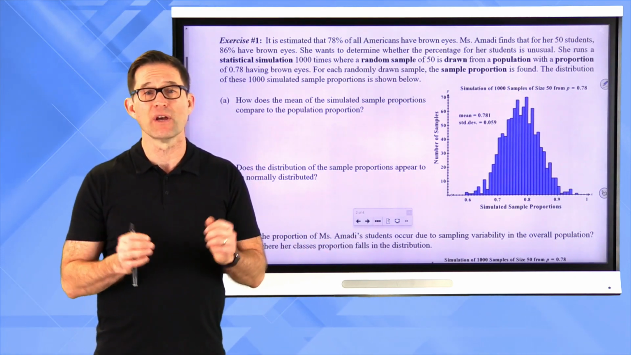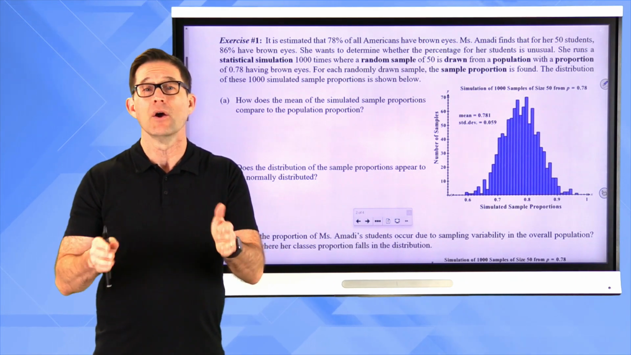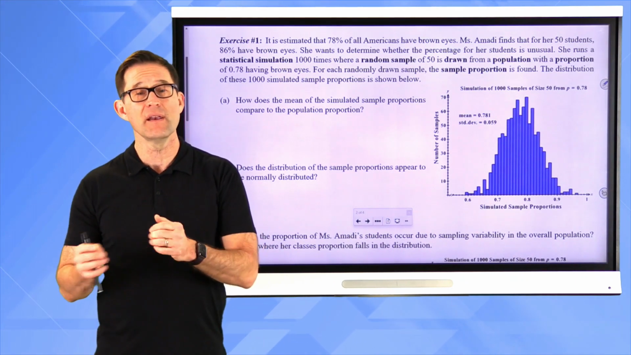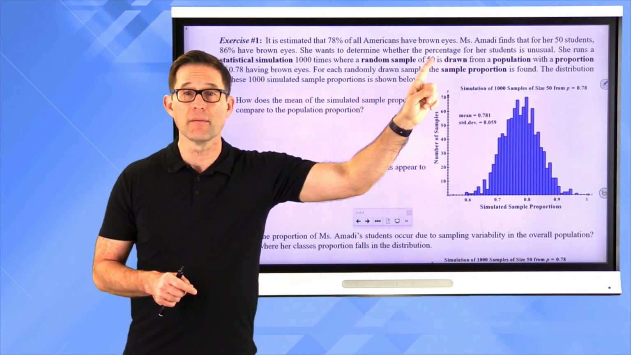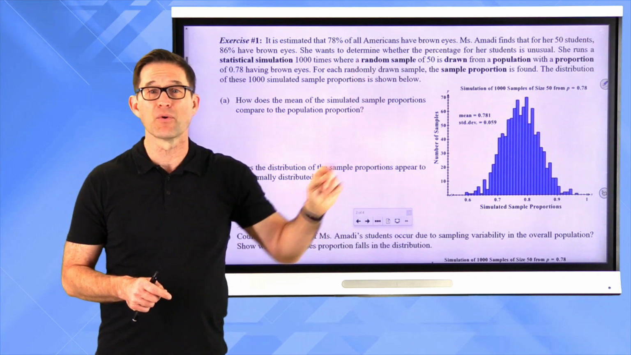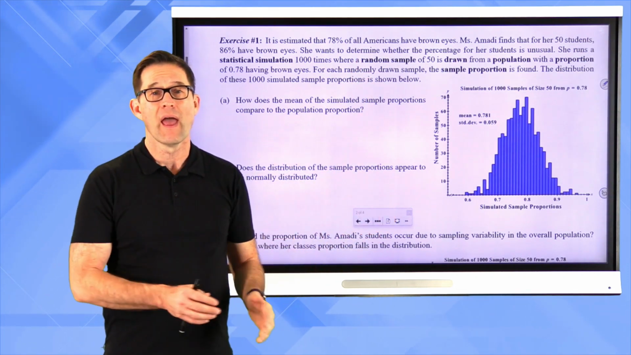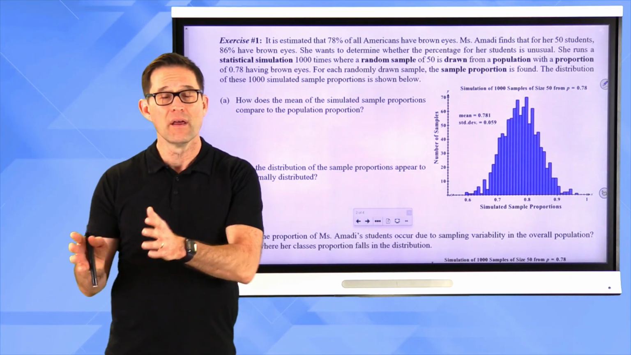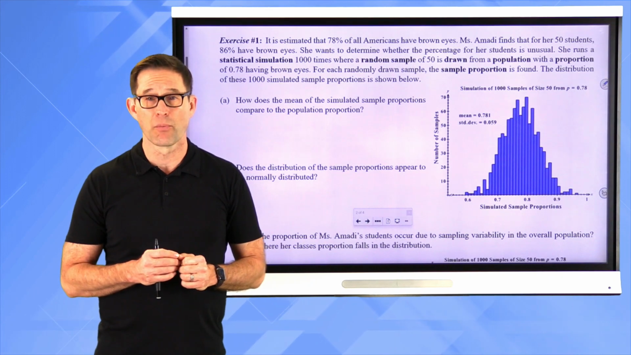And if the number generated was 0.79 up to 1, we would count that as a person that didn't have brown eyes. So it would be very easy to generate 50 random numbers and just count the numbers that are from 0 to 0.78. Those are the brown-eyed people. And then 0.79 to 1, those are the non-brown-eyed people. And then come up with a sample proportion.